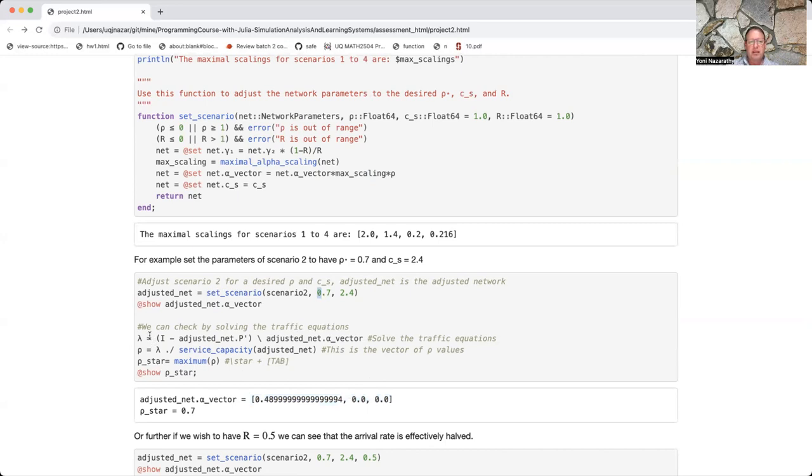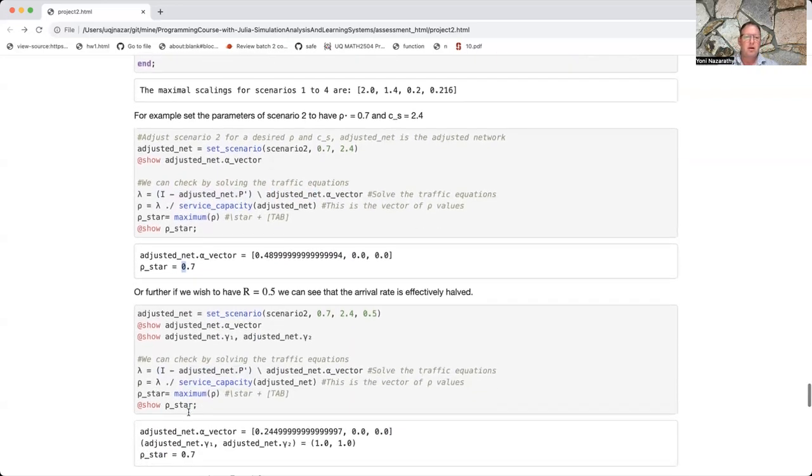Now we can actually check this. So this is just code that checks. We're actually checking these traffic equations. We're doing I minus P transposed. This is a backslash operator. Yeah, so it's solving for the alpha vector. You could have done it with an inverse as well. And then you get rho, and then you get rho star, and you see that rho star is 0.7.